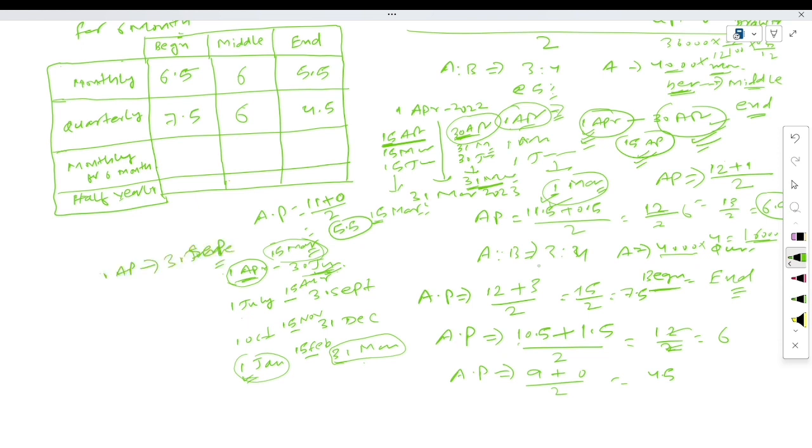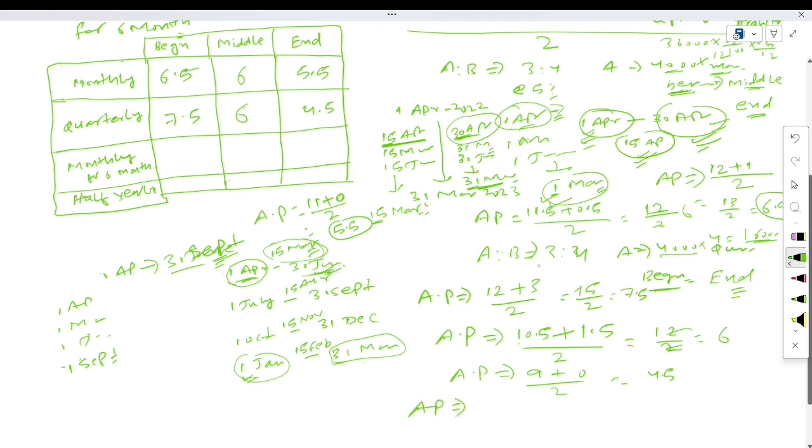Monthly for 6 months. 6 months in the sense you have to take from 1st April to 30th September, not 31st March. If beginning in the sense 1st April, then 1st May, then 1st June, like this, your last month will be September, then 1st September it would be drawing.